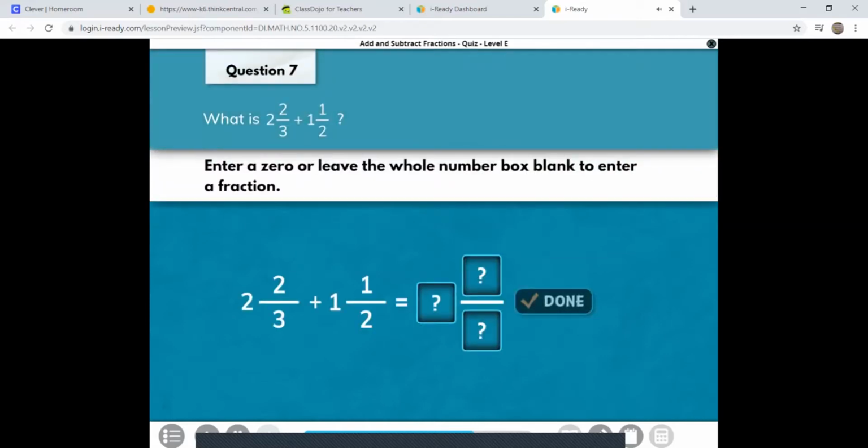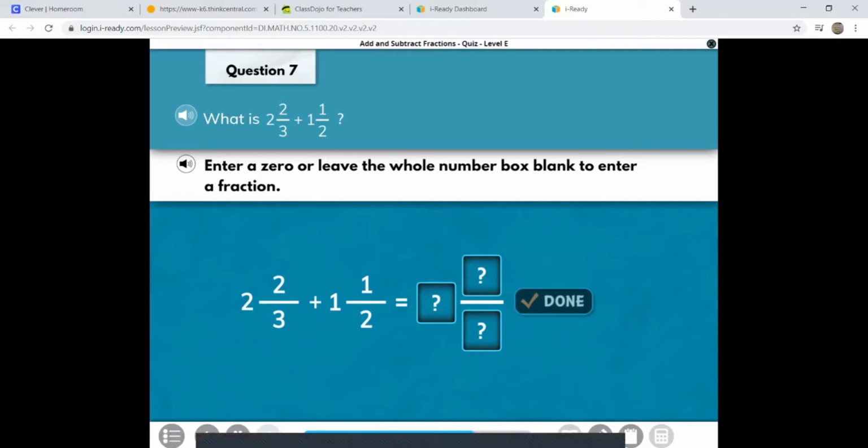What is 2 and 2/3 plus 1 and 1/2? 2 and 2/3 plus 1 and 1/2. So go ahead and look at our mixed numbers. So 2 and 2/3 plus 1 and 1/2. So we need to add them up.